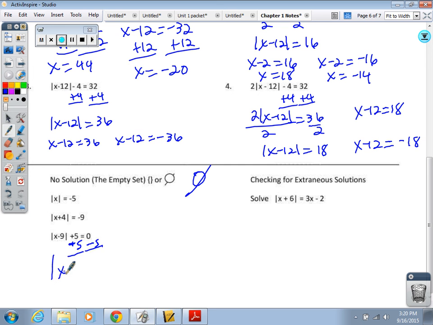So you have the absolute value of x minus 9 equals negative 5. Again, never going to happen. When you get to a point where the absolute value equals a negative number and there's nothing else on the left side but the absolute value, you're done. It's an empty set. Never going to happen. So here, let's do this.